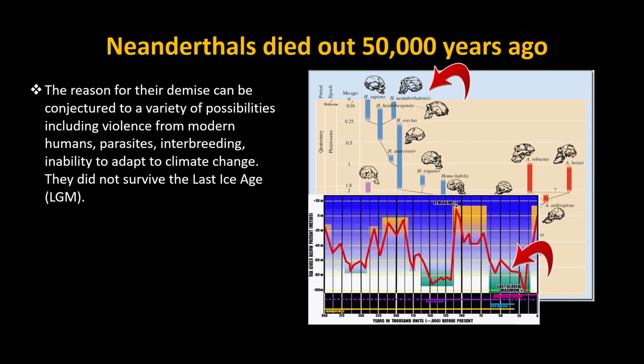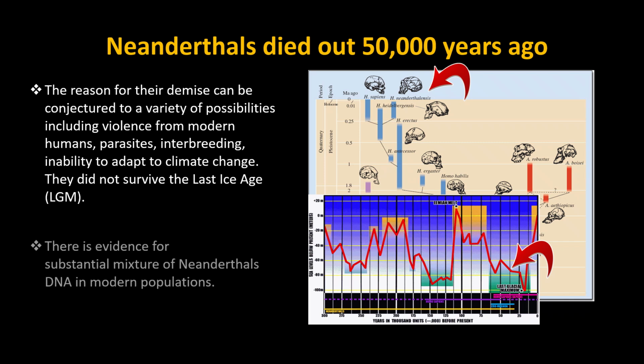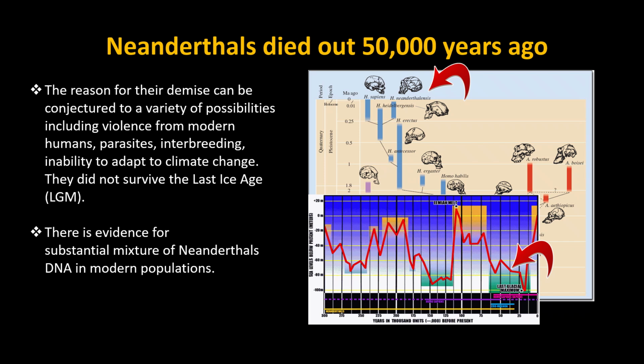Neanderthals died out 50,000 years ago. The reason for their demise can be conjectured to a variety of possibilities, including violence from modern humans, parasites, interbreeding, inability to adapt to climate change. They did not survive the last ice age. There is evidence for substantial mixture of Neanderthals' DNA in modern populations. Evidence was found in both European and Asian populations.